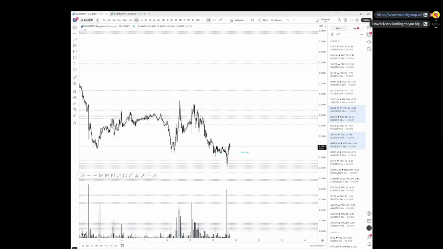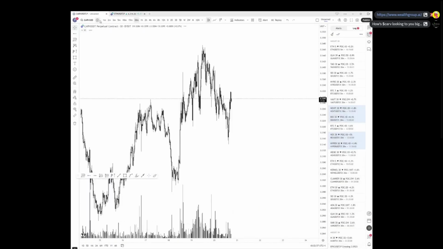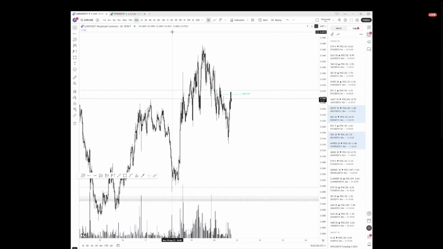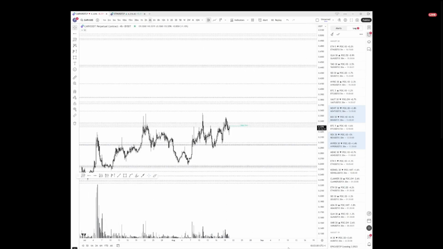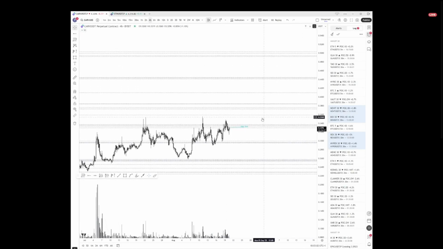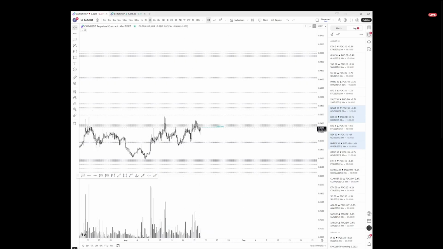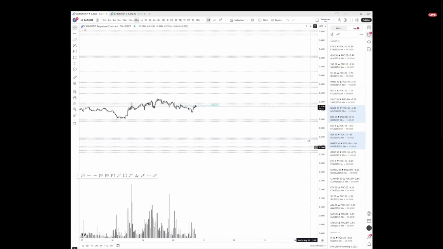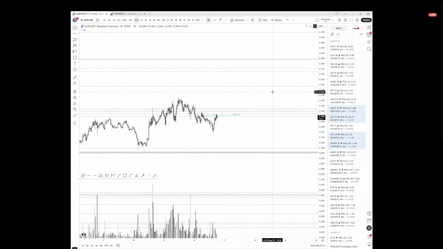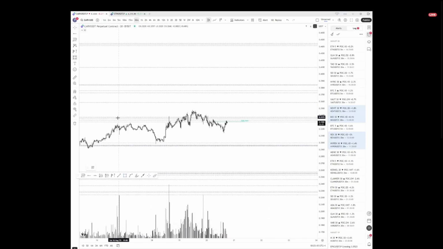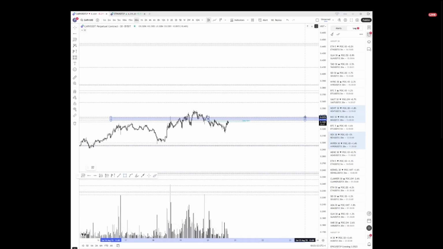Let's look at this and we'll wrap it up. With 5 mil volumes, you've got to be careful with it, and it's stacked with POCs as well. I wouldn't want a long here. It needs to hold above here.